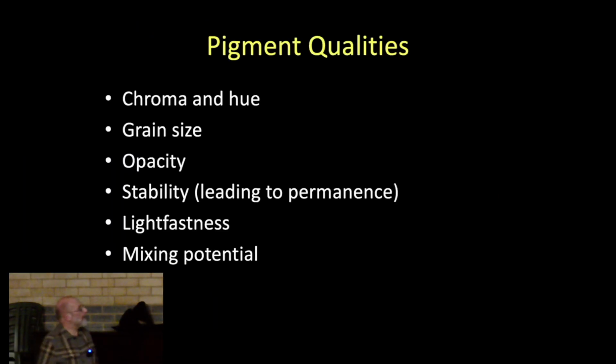So there's the qualities of the pigment. So there's the chroma, basically the color. The grain size of the pigment's important. That has an effect on the opacity, the amount of light going through it. The stability of the pigment, because you want it to be able to maintain the color that you expected for hundreds of years, preferably. The light fastness, basically saying that it won't fade when it's exposed to sunlight, and the potential for mixing with other pigments, especially if there's any danger of interaction between 2 different pigments.